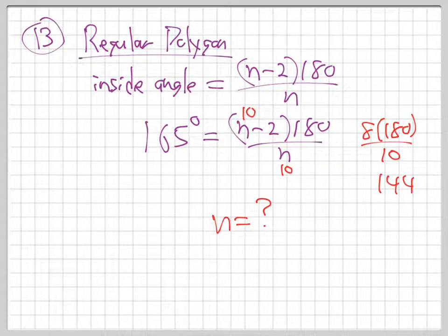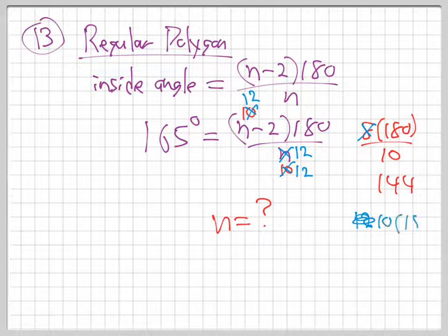So then I'll go, okay, maybe I'll try 12. So this will become what? Well, here, I'll do it down here. 10 times 180 over 12. When I plug in a 12, 12 minus 2 is 10. So 180 times 10 divided by 12, 150. So that came out higher, but it's not high enough. I need to get to 165.